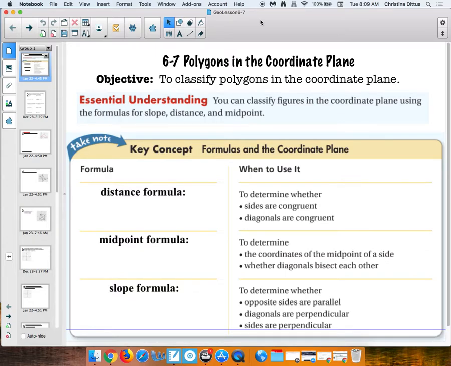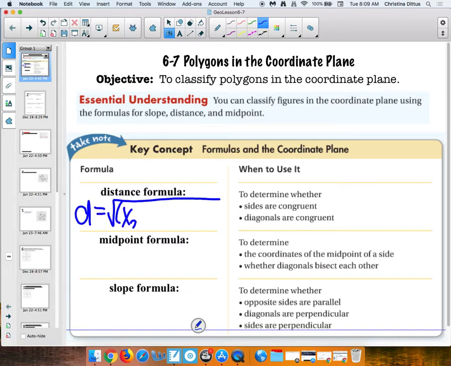Quadrilaterals, we still talk about four sides. A couple of review things. Our formulas that we're going to need today: our distance formula. Write this down. Distance is the square root of (x2 minus x1) squared plus (y2 minus y1) squared. Things that distance tells us is if sides or diagonals are congruent. They tell us length things.